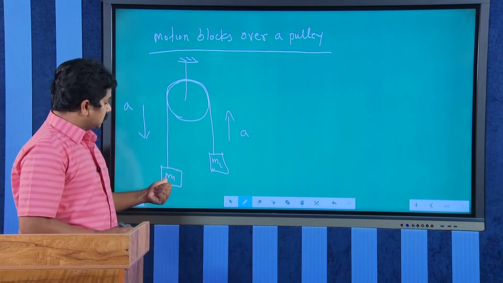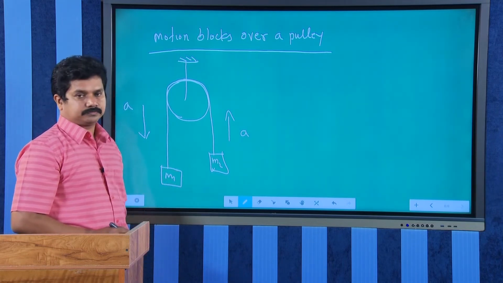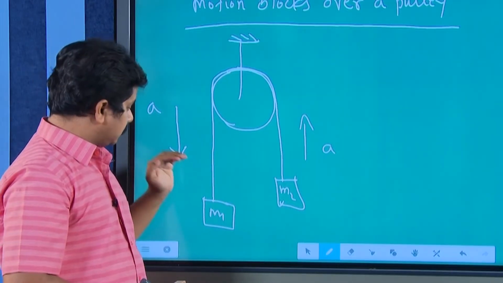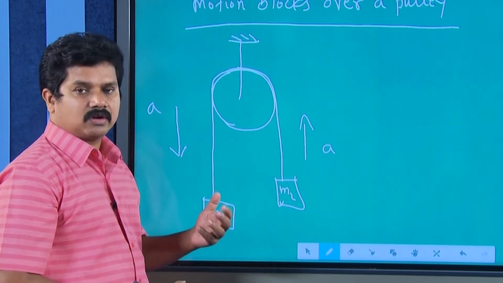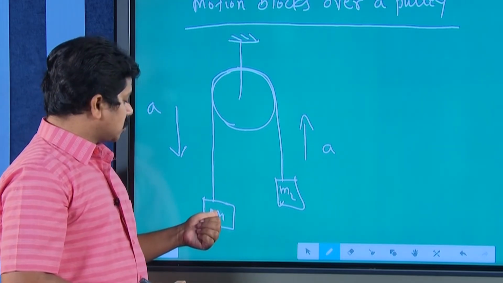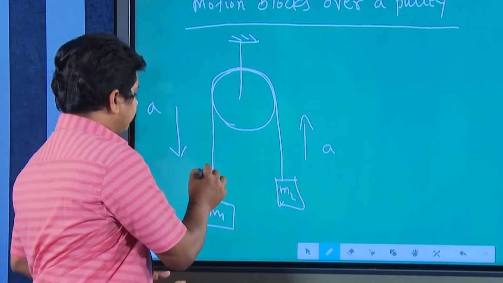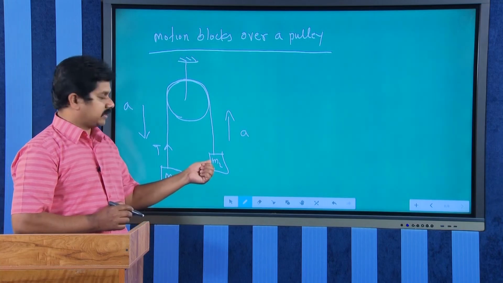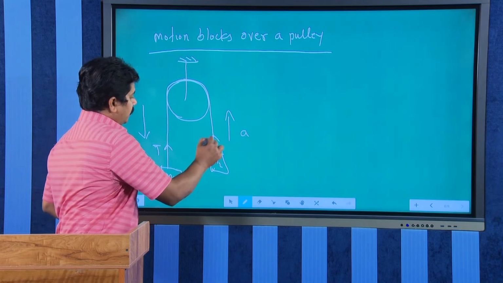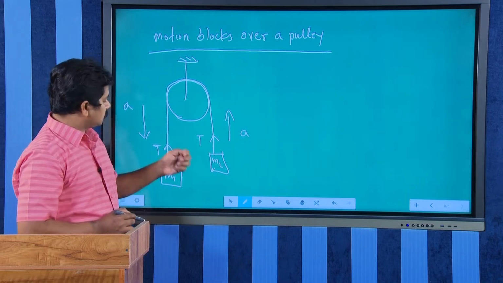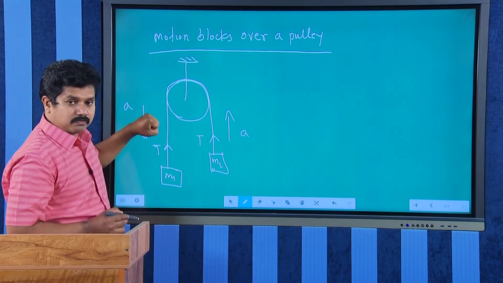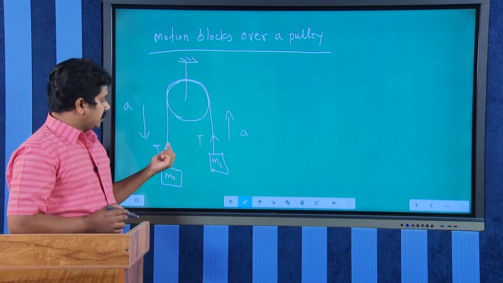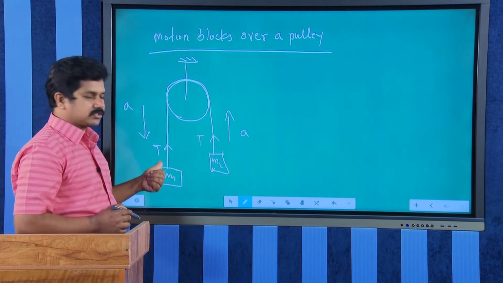Now, what are the forces acting on these blocks M1 and M2? Definitely there will be a tension. The string will apply a force on this block, that is what is called tension. So, what is the direction of the tension acting on M1? It will be upward. And what about the tension acting on M2? Also upward. So, the string will apply a force on this block up, here also it will be up. So, that T, the direction shows the force acting on the block by the string.